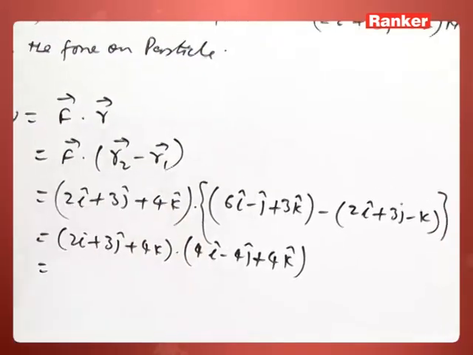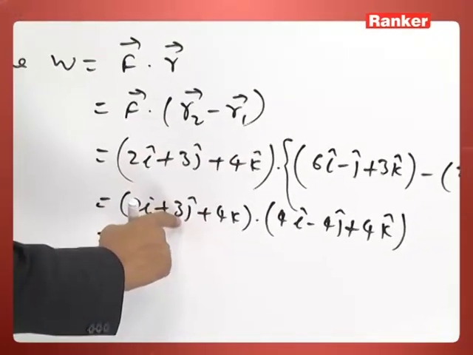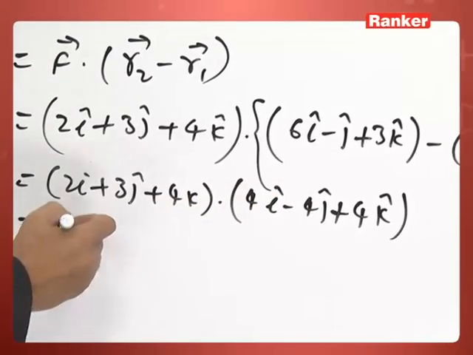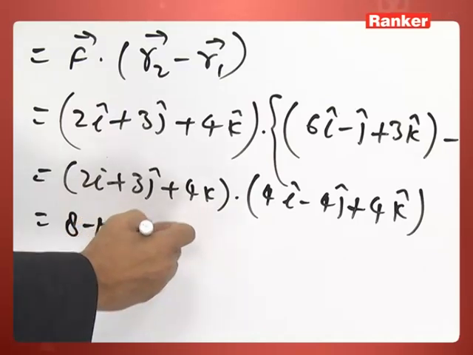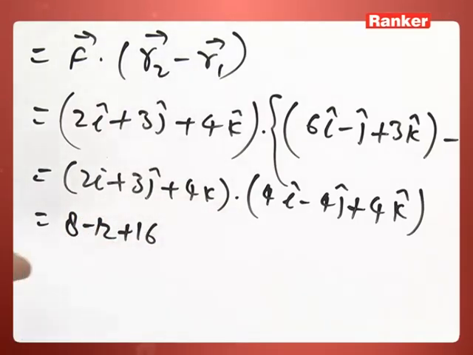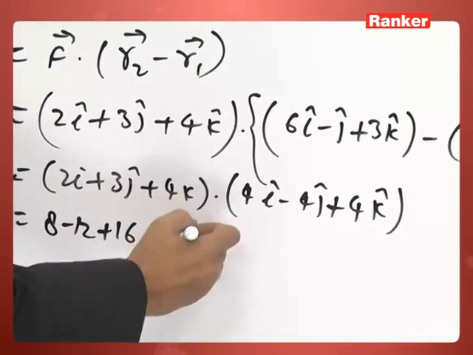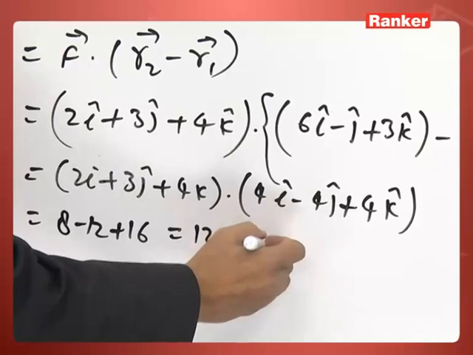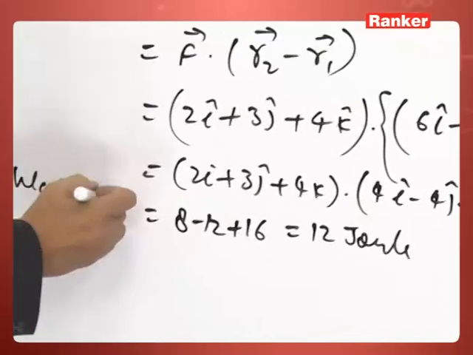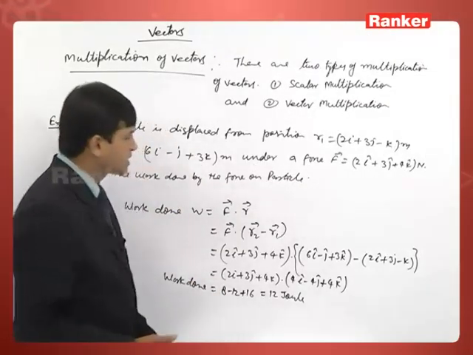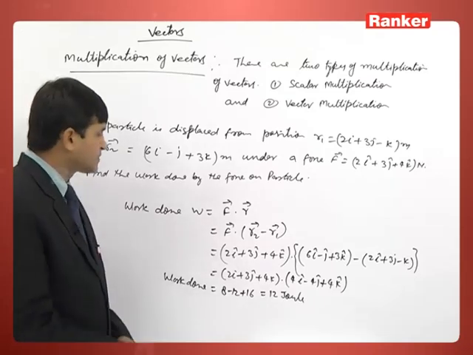I and I will multiply. 2 into 4 will be 8, 3 and minus 4 is minus 12, 4 and 4 is plus 16. So finally we will have the answer 12 joule. This is the work done. So the work done by the force, we can determine by this dot product like this.